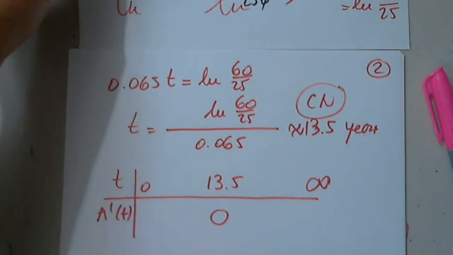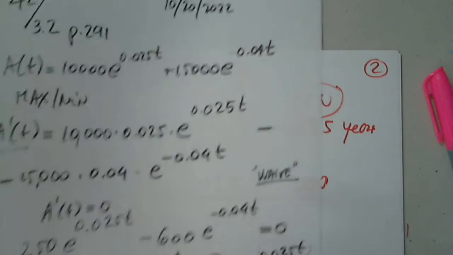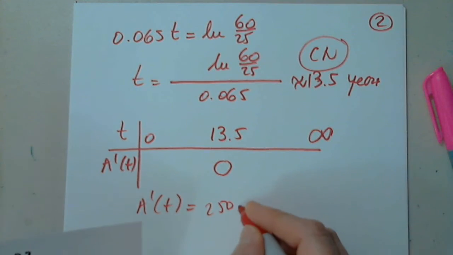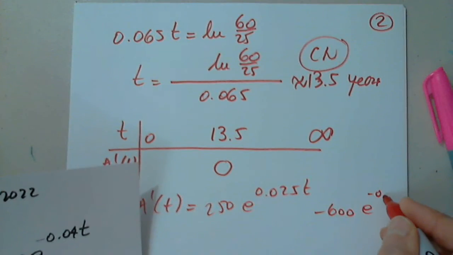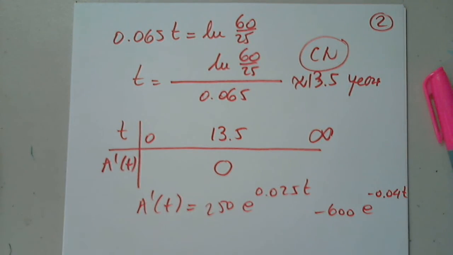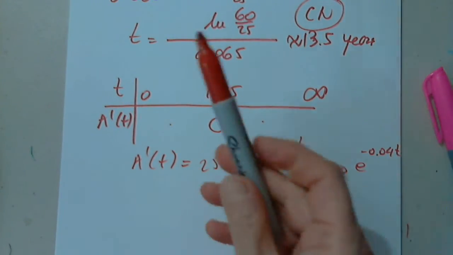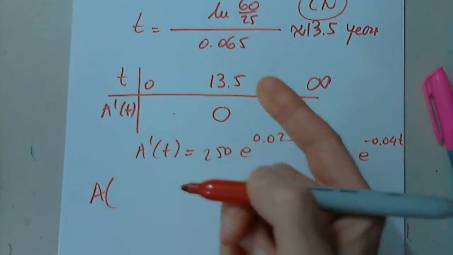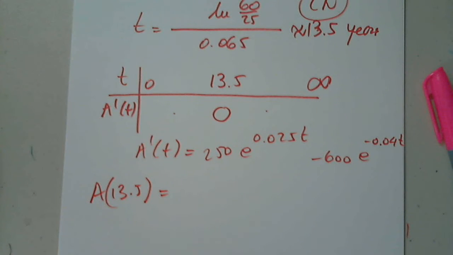So now I go back. This is the derivative. Ugly. So I'm going to copy it here one more time. A prime of t is 50 e to 0.025 t minus 600 e to negative 0.04 t. At this point, I have to find the sign here and here. That's the way I justify what this gives. So whatever this is, then A of 13.5 will be that max or min. I don't know. I can go back and look and see what they're asking.